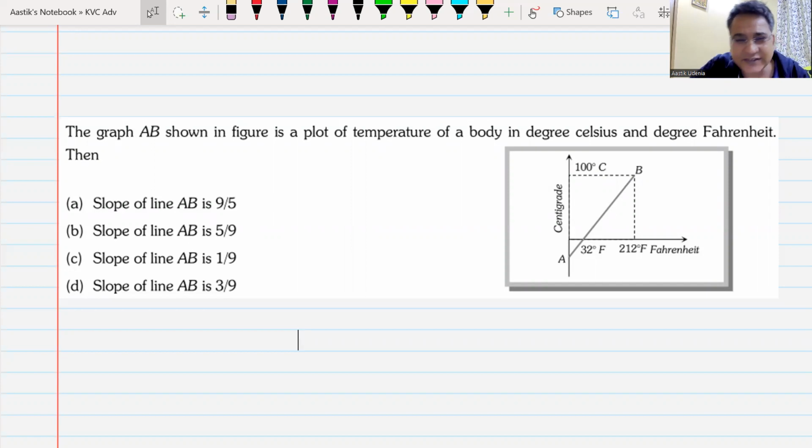Remember, centigrade or Celsius are the same. Here it is written centigrade, so you can just make it Celsius. A Celsius and Fahrenheit graph is drawn, and you have to find out the slope of the line. What is the slope of the line?